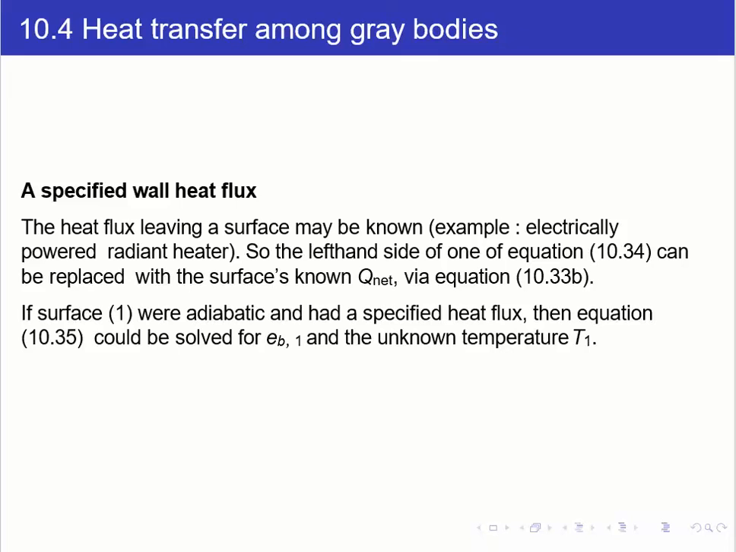A specific wall heat flux, the heat flux leaving a surface, may be known. So the left hand side of the equation can be replaced with the known surface Q net. If surface 1 were adiabatic and had a specific heat flux, then the equation could be solved for the unknown temperature T1.